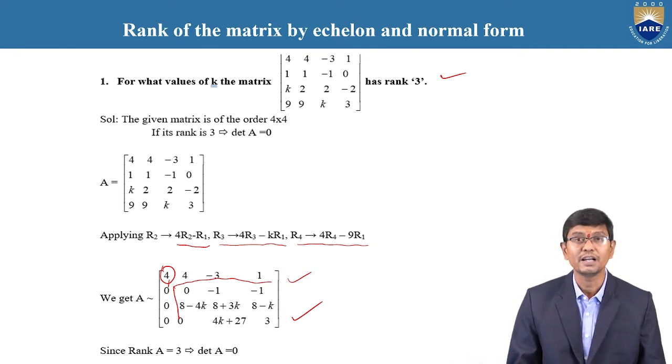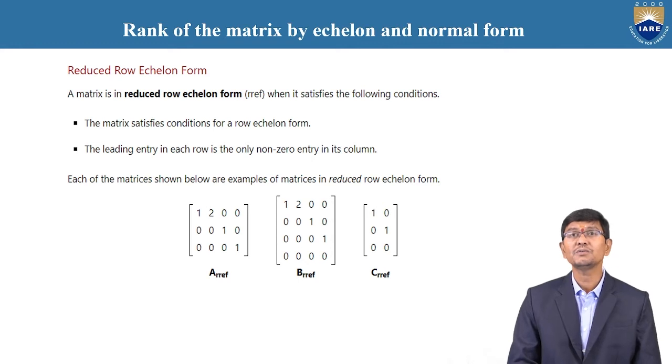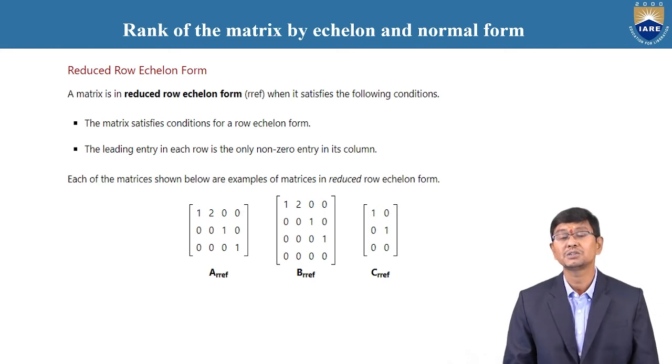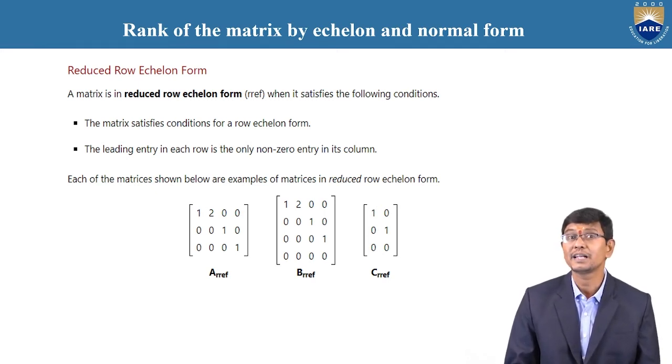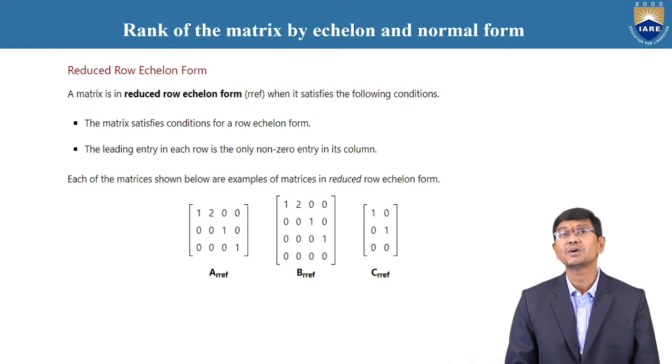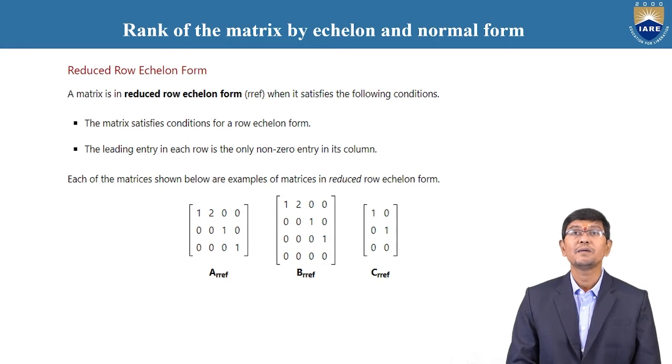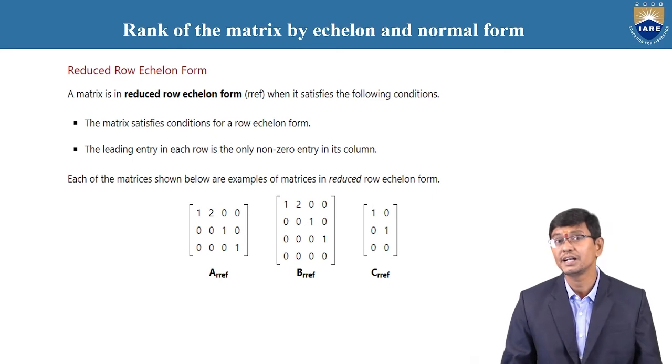Now we need to understand one other concept, the reduced echelon form of a matrix. We discuss what the echelon form of a matrix is, and also the row echelon form. Once again, we recall what the reduced row echelon form of a matrix is. A matrix is in reduced row echelon form, that is RREF, when it satisfies the following conditions.